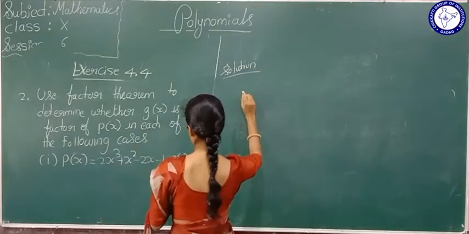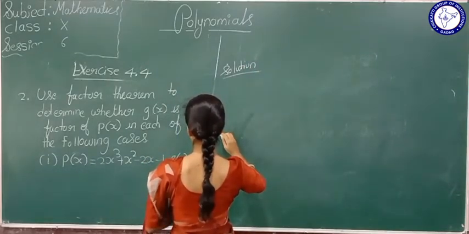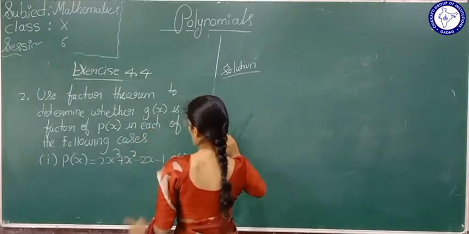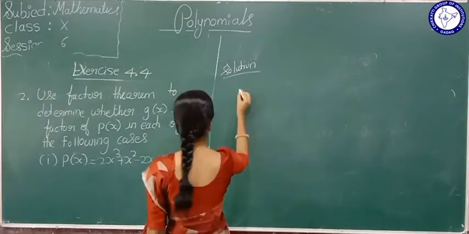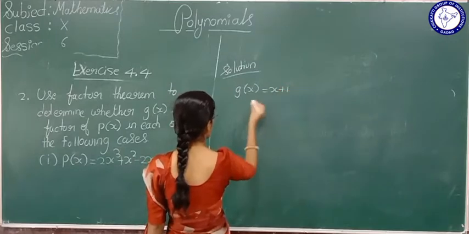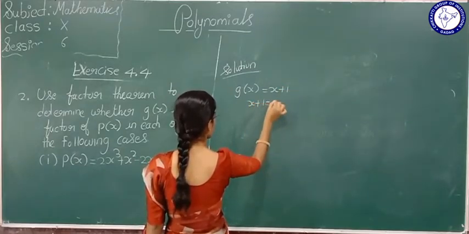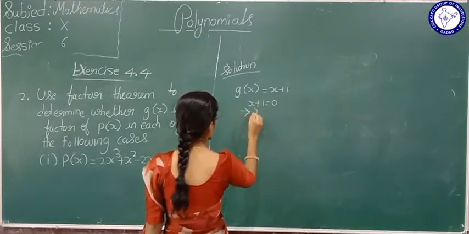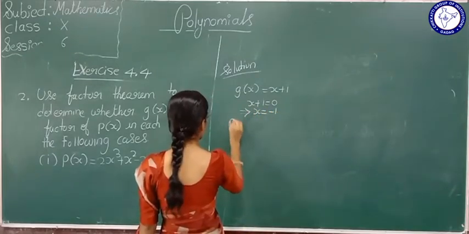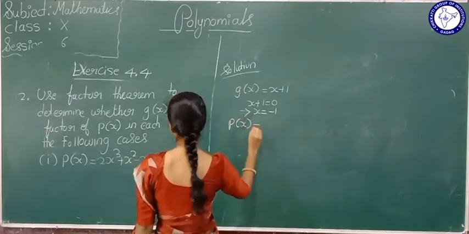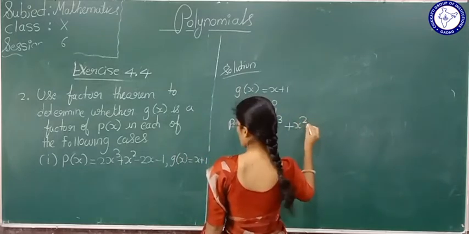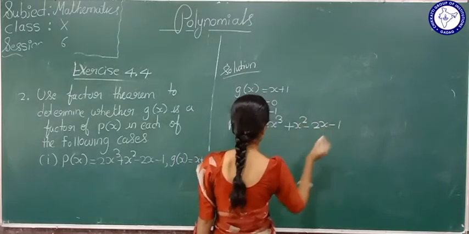Now see, g of x is equal to x plus 1. We have to tell whether g of x is a factor of p of x. So what is g of x they have given? X plus 1. We will equate this x plus 1 with 0. This implies x is equal to minus 1. So what is p of x they have given? It is 2x cube plus x square minus 2x minus 1.